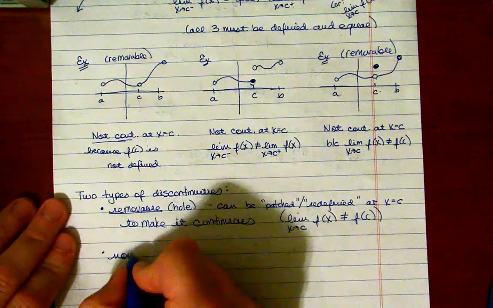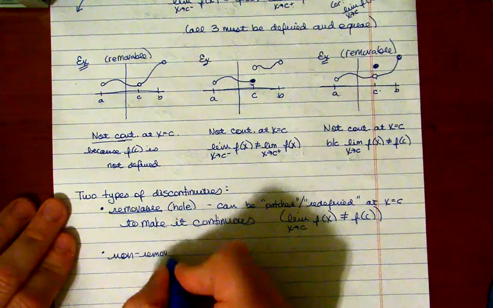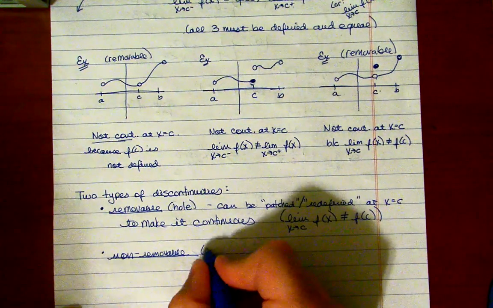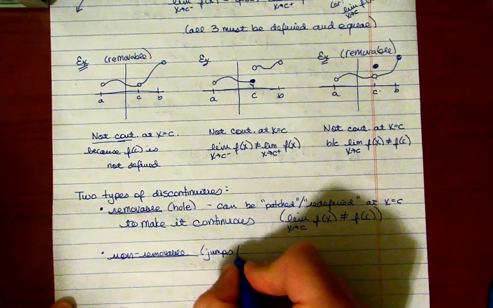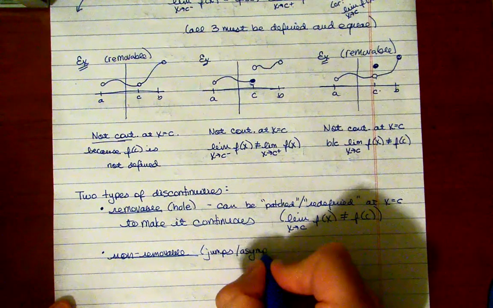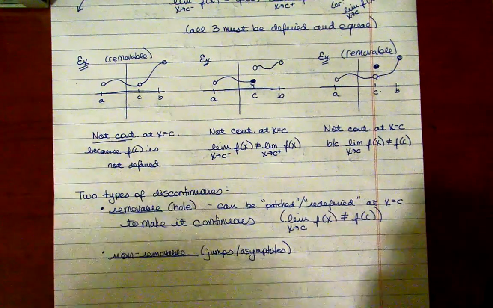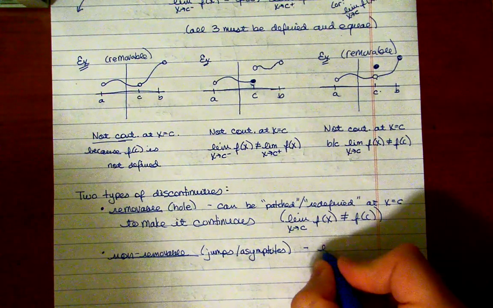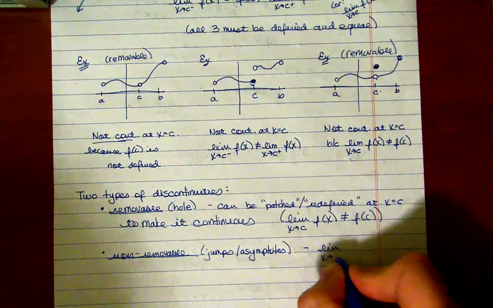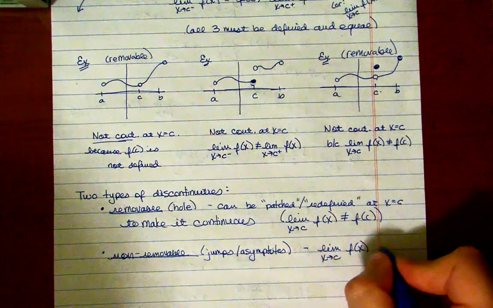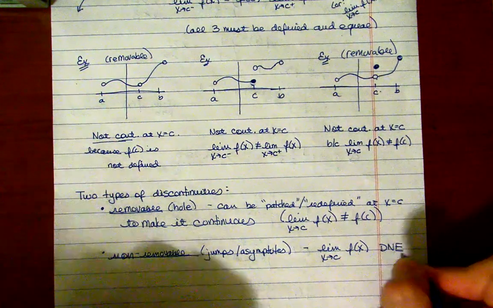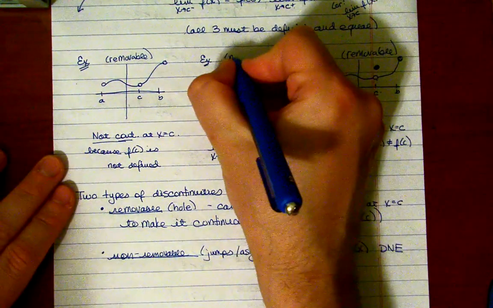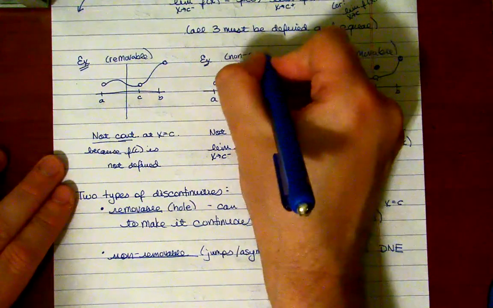Then we have what we call non-removable discontinuities. These are going to be jumps and asymptotes. Our function won't be able to be fixed at just one particular point. What we need to know is that the limit as x approaches c of our function does not exist, so we wouldn't be able to redefine it at one particular point. I would say what's going on over here is a non-removable discontinuity.